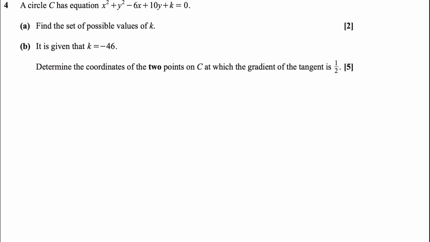So this one's about circles. A circle has equation x squared plus y squared minus 6x plus 10y plus k equals 0. Find the set of possible values for k.